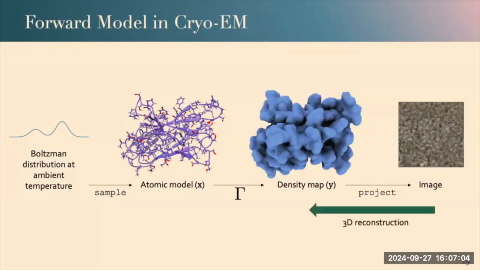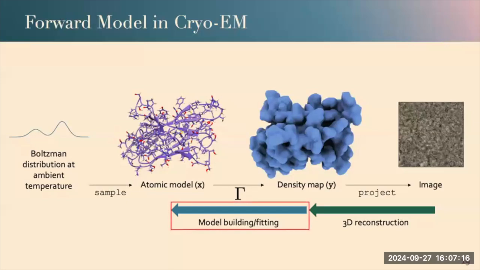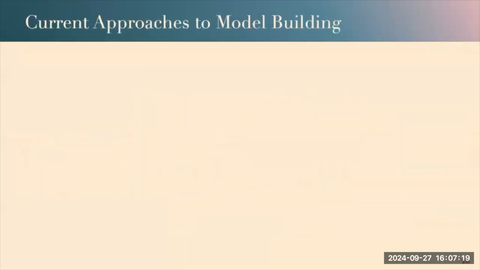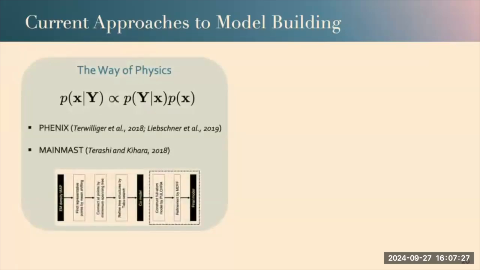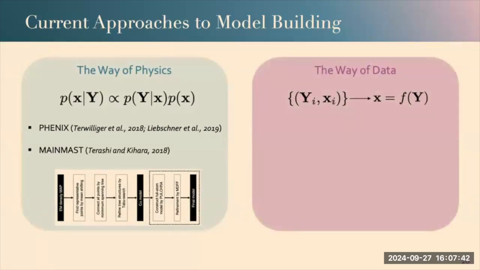Now, the step that brings you from images to density maps is usually called 3D reconstruction. And here we're looking at the second step, where you want to go from a density map to an atomic model, called model building or model fitting. There are several approaches to handle model building, and they fall basically into two categories I've described earlier. A lot of state-of-the-art methods even today belong to this category, and they are heavily inspired by reconstruction methods in X-ray crystallography. But there have been methods recently developed that belong to the data-driven category.